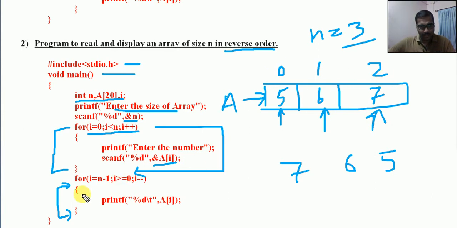Okay, so just look at the loop. For i equal to n minus 1. What is n? n is 3. 3 minus 1, that is 2. So we are starting the array index from 2. Hope it is clear.